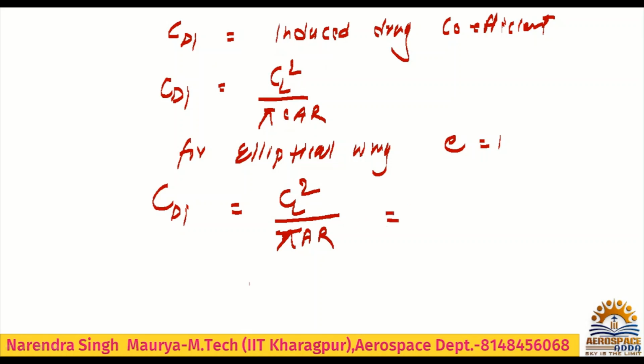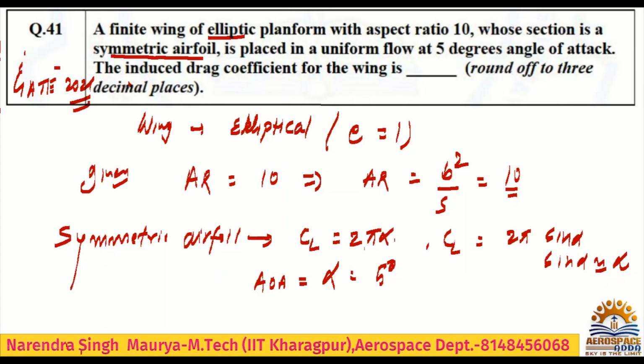Remember, CL value is what? For a symmetric airfoil, it is 2 pi alpha. But alpha is what? In degrees. So you need to convert it into radians, then only you will be able to solve. So alpha is given in degrees, but you have to convert it into radians. If you convert into radians, you multiply by pi divided by 180. If you do that, you may get some approximate value, 0.0872. You need to check it.